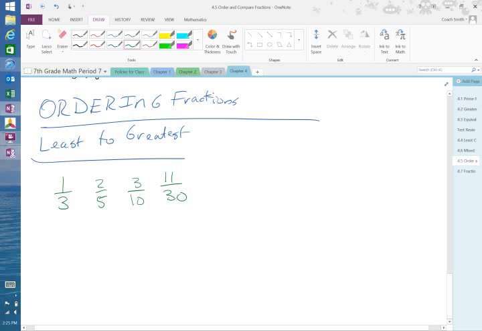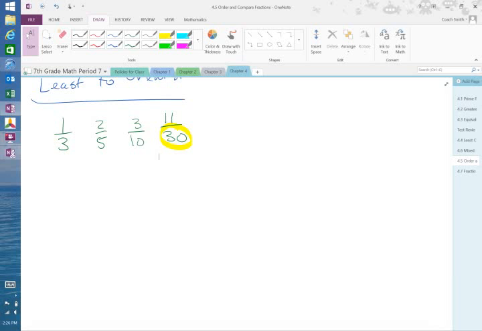So I need to find the common denominator between 3, 5, 10, and 30. Well, let's look at the largest number here, 30. Does 10 go into 30? Yes. Does 5 go into 30? Yes. Does 3 go into 30? Yes. So 30 is going to be my common denominator. So I'm going to make each one of these fractions have a 30 on the bottom.